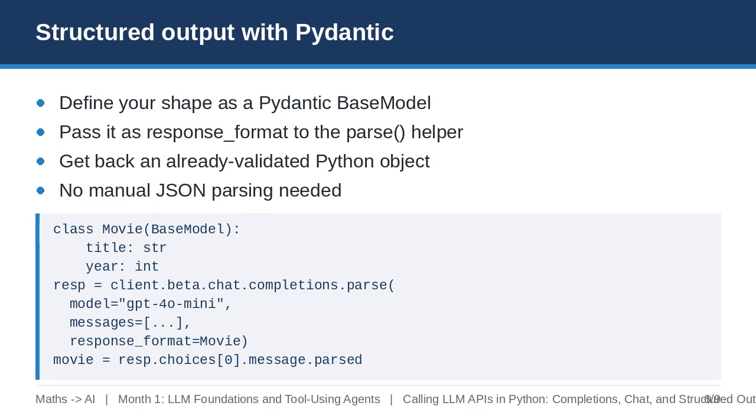The cleanest approach: define your desired structure as a Pydantic model, then pass that model as the response format. The parse helper returns an already validated instance of your class. No string parsing, no guessing about types. This is the pattern you'll reuse constantly when building tool-using agents.